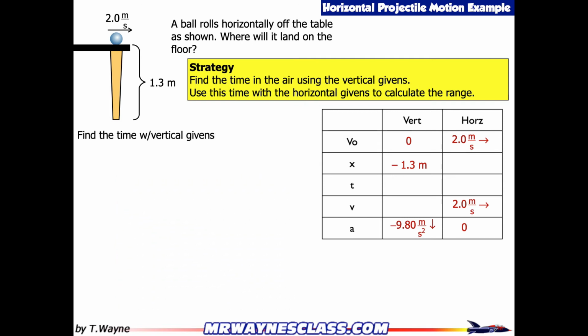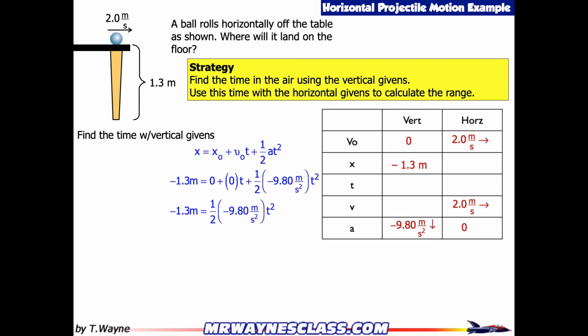So I'm going to find the time with the vertical givens. That's going to be x equals x naught plus v naught t plus 1/2 a t squared. So I'll put in my numbers, and you can see I got 0 for x naught, 0 for v naught in the vertical direction. Remember, all these numbers only come from the vertical column. You can't cross columns. And then I'll reduce this with some math, simplify it. 1.3 equals 1/2 times 9.8 times t squared. And a little more math, and I finally get down to t equals 0.54398, and some other decimals I kept on my calculator.